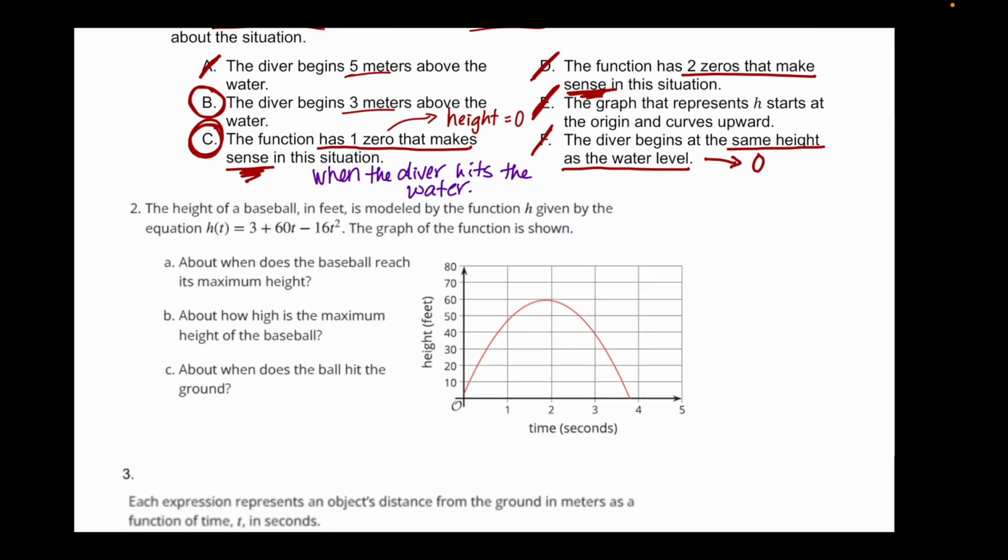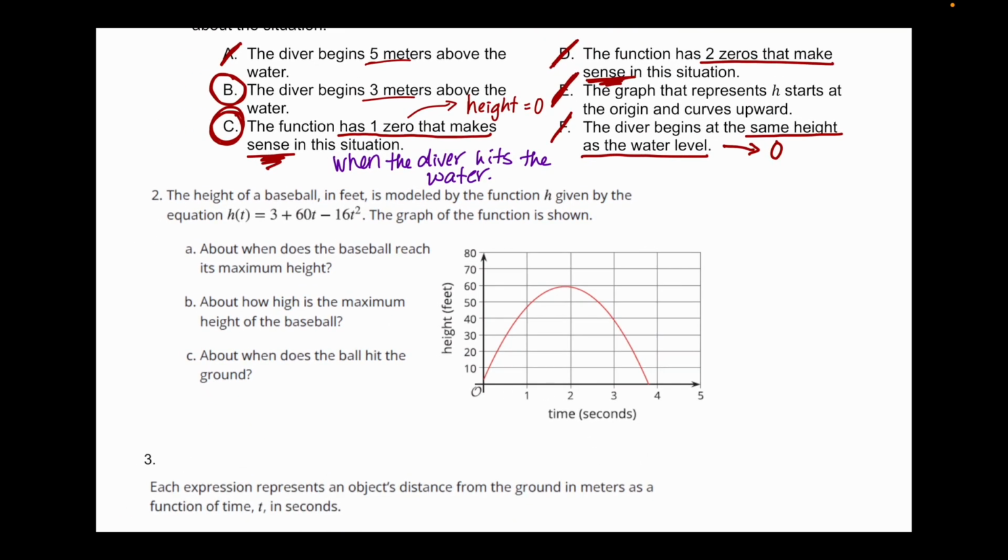That's going to bring us to question 2, which is the height of a baseball in feet. It's modeled by the function h, given this equation down here, and then the graph. So let's highlight our function.